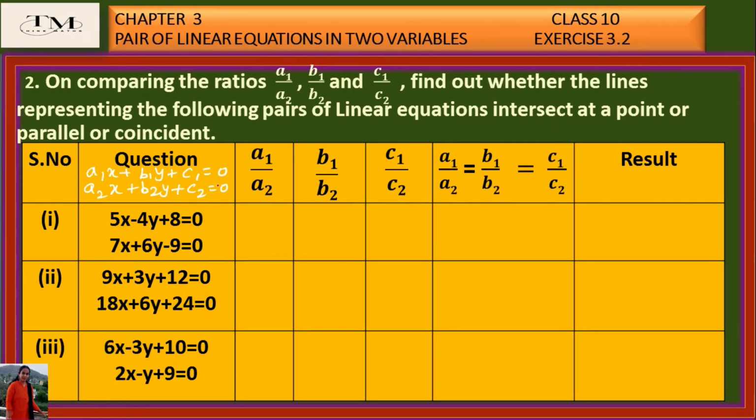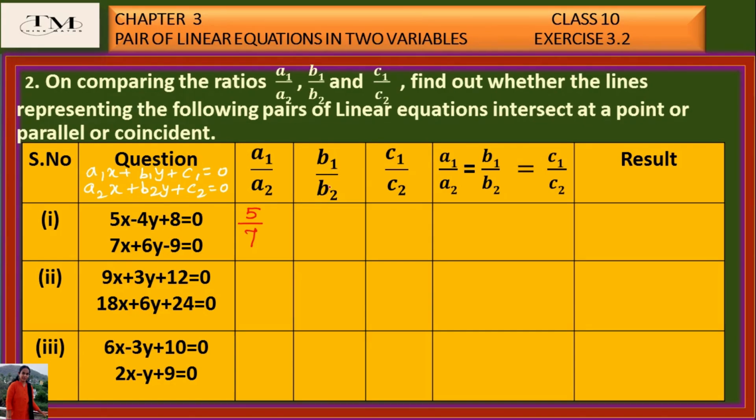So when we compare with this, the first sum is 5x minus 4y plus 8 equal to 0, and 7x plus 6y minus 9 equal to 0. So here A1 is 5. A1 and A2 are nothing but the coefficients of x. So A1 is 5, A2 is 7. So A1 by A2 is 5 divided by 7. They don't have any common divisor, so we cannot simplify further. So A1 by A2 will be 5 by 7.